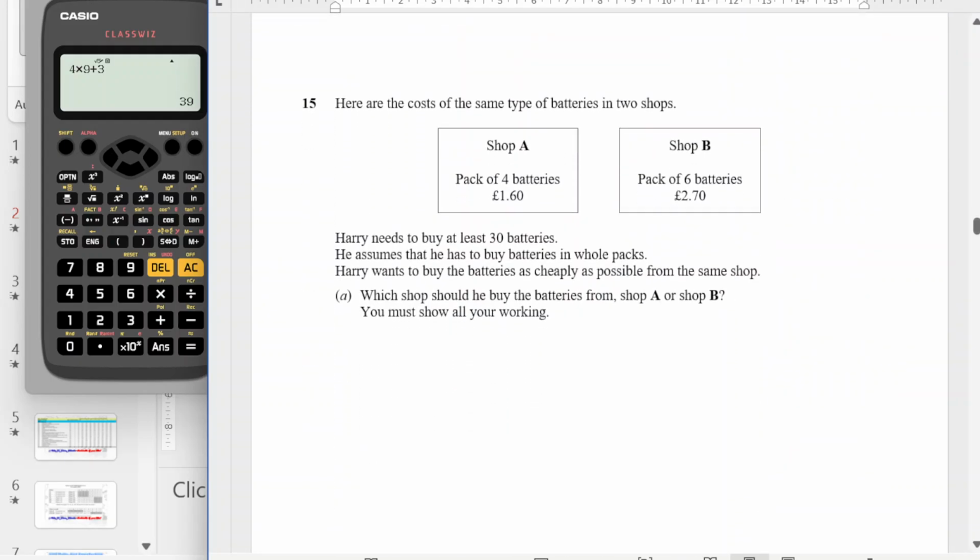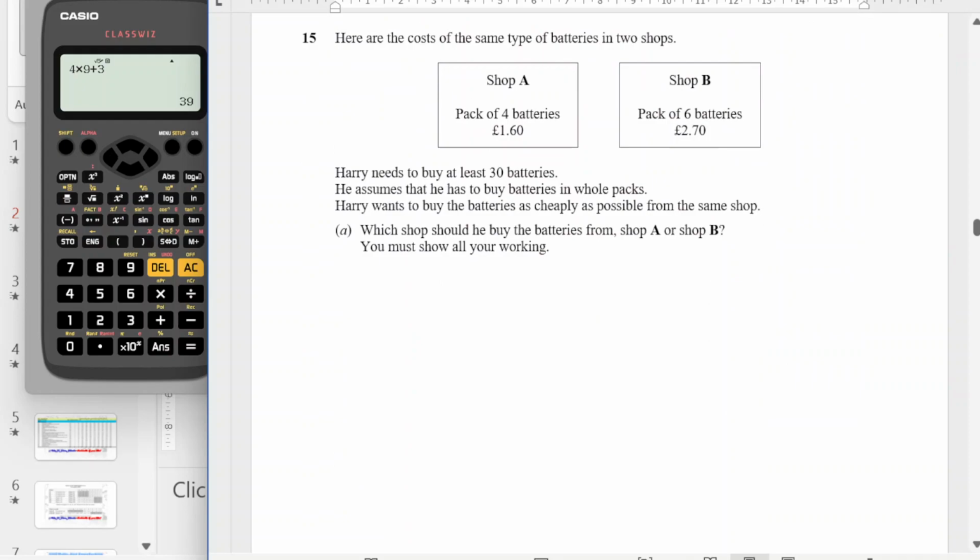Okay, question 15. Here are the costs of the same type of batteries at 2 shops. Shop A, packs of 4 batteries for £1.60. Shop B, packs of 6 batteries for £2.60. Harry needs to buy at least 30 batteries. He assumes that he has to buy batteries in whole packs. Harry wants to buy the batteries as cheaply as possible from the same shop, so we can't do a combination. Which shop should he buy the batteries from, shop A or shop B?